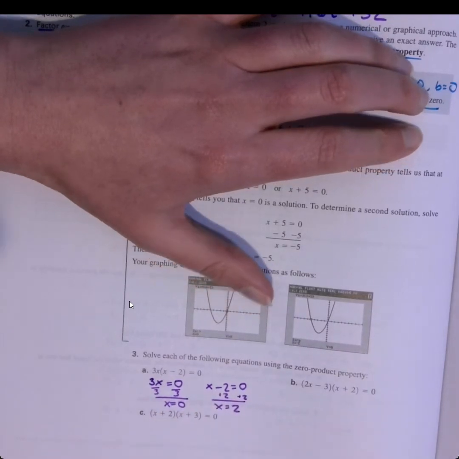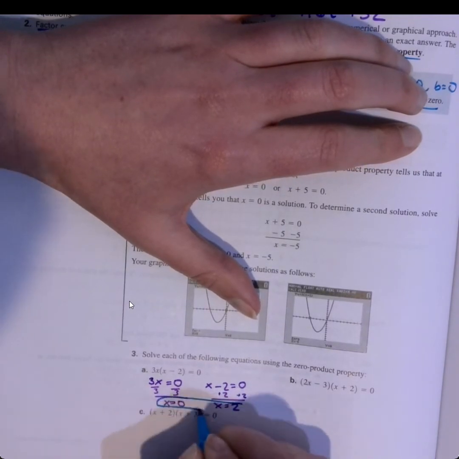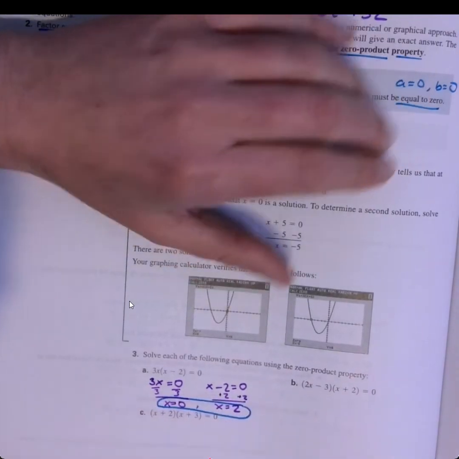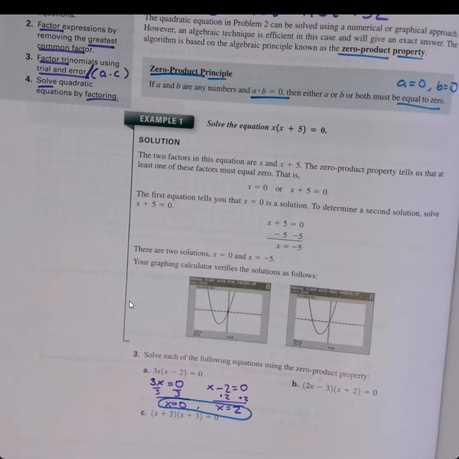So it doesn't matter which of those is true. If either one of those is true, if x equals 0, it's true, and if x equals 2, it's true. So we have two solutions to the equation by the zero product property. X is equal to 0 makes this true, and so does x equals 2.